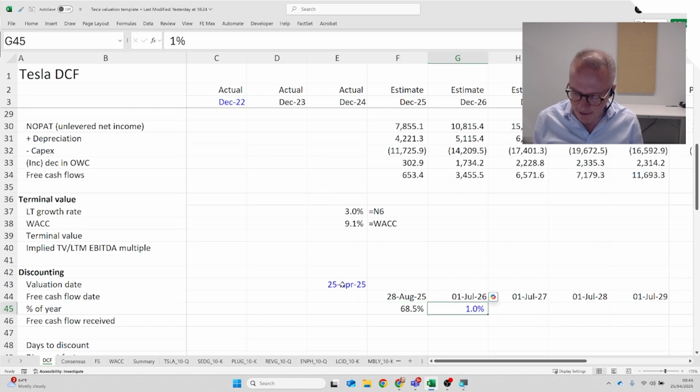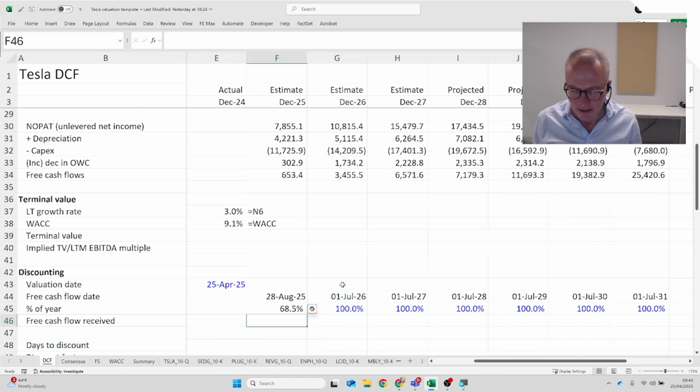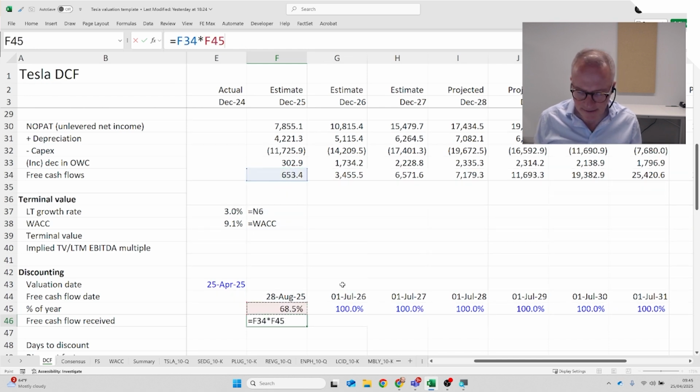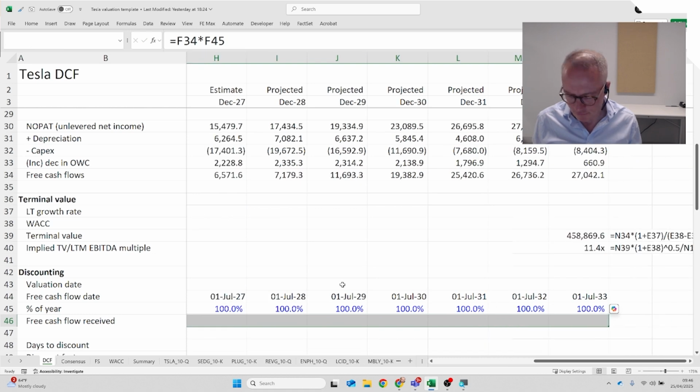But every year after that will take 100%. So I'm just going to make that a hard number, 100% for the rest of the forecast period. And then I'll calculate the free cash flow received by taking the free cash flow multiplied by the 68.5, and then I'll copy that right, ready for discounting.